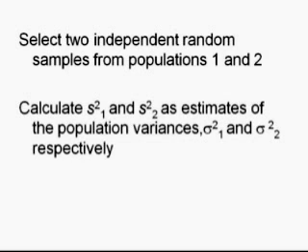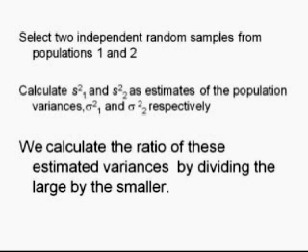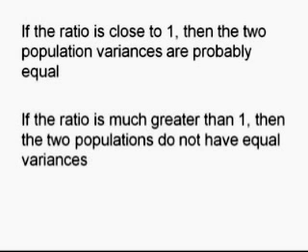Suppose we select two independent random samples of data from populations 1 and 2. Now we calculate sample variance 1 and sample variance 2 as estimates of the population variances, sigma 1 and sigma 2 respectively. To calculate the ratio of these estimated variances, by convention we divide the larger number by the smaller one. If we find that the ratio of the variances is close to 1, then we conclude that the population variances are probably equal. Contrastingly, if we find that the ratio of these estimated variances is much greater than 1, then it is unlikely that the populations from which we have selected our samples have equal variances.